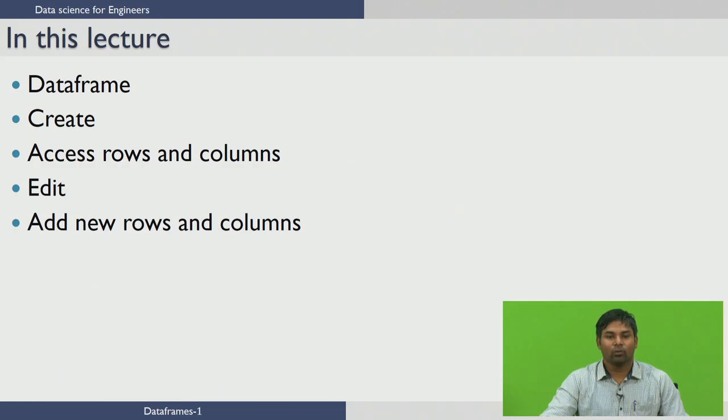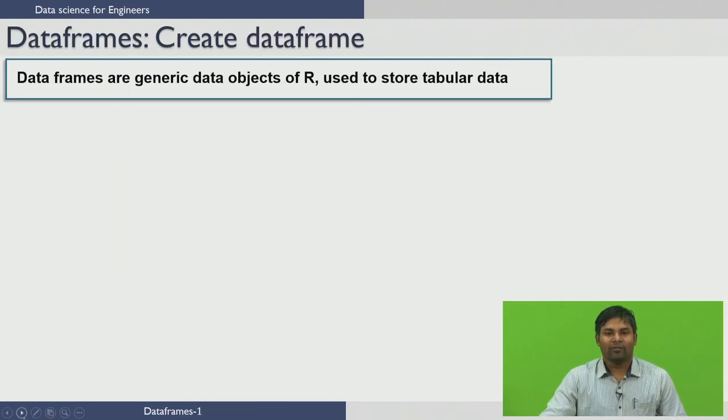Let us first look at what a data frame is. Data frames are generic data objects of R which are used to store tabular data. Data frames are the most popular data objects in R programming because we are comfortable seeing the data in tabular form. Data frames can also be thought of as matrices where each column of a matrix can be of a different data type. Let us see how to create a data frame in R.